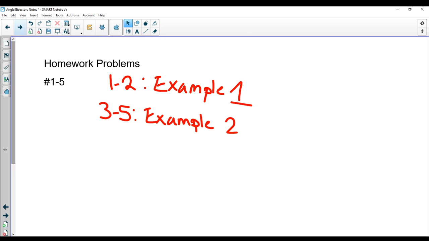And I'm going to caution you on number 3. Number 3 will say set up an expression. That means you set it up, but you do not solve it. Okay? Just set up what you would do in order to solve it, but don't actually solve it. Alright, that's all you need to know for angle bisectors.